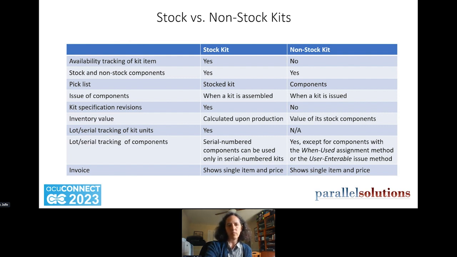You can track serial numbers on your assembled kits. So I'm going to show you an example. We're going to make some of those computers, and you'll see that you can assign a serial number to each one of them and then trace that back to the kit assembly and see exactly what went into that item. Non-stock kit, since there's no stocking, there's also no serial numbers. As far as the components, you can use serial numbered components on either stock or non-stock kits with some limitations.